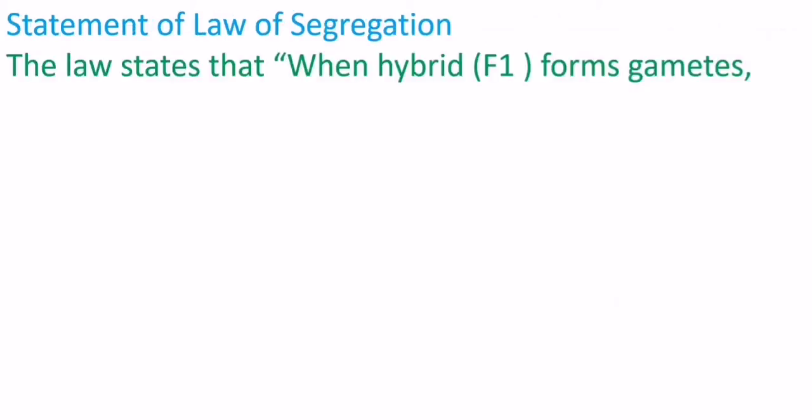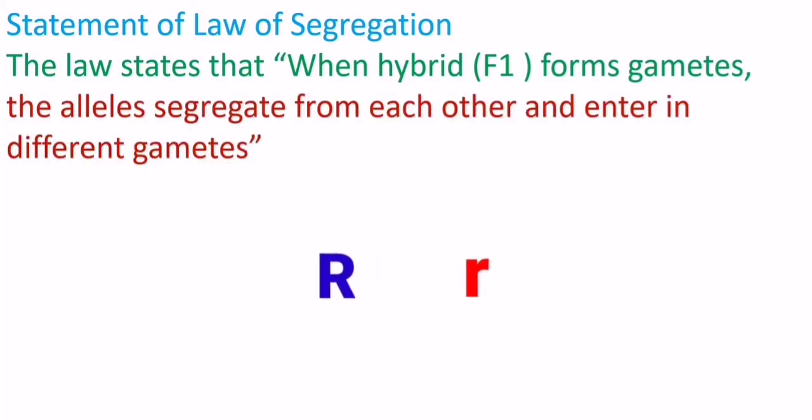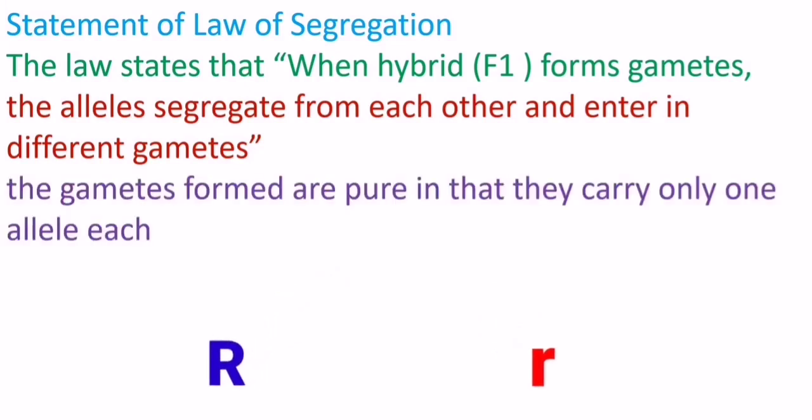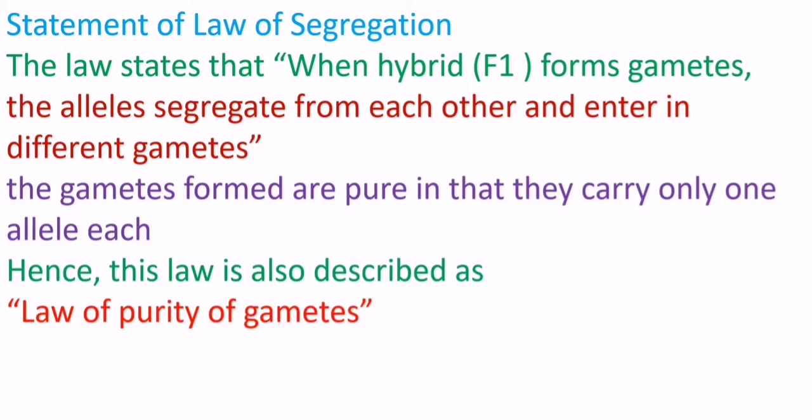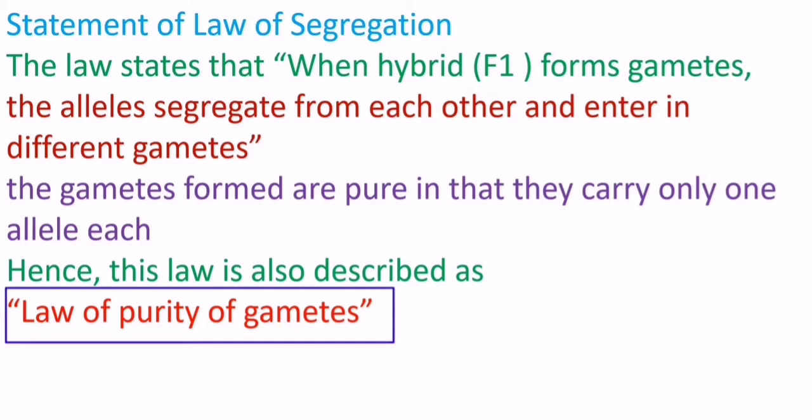So, the statement of the law of segregation: the law states that when a hybrid F1 forms gametes, the alleles segregate from each other and enter different gametes. And the gametes formed are pure in that they carry only one allele each. Hence, this law is also described as the law of purity of gametes.